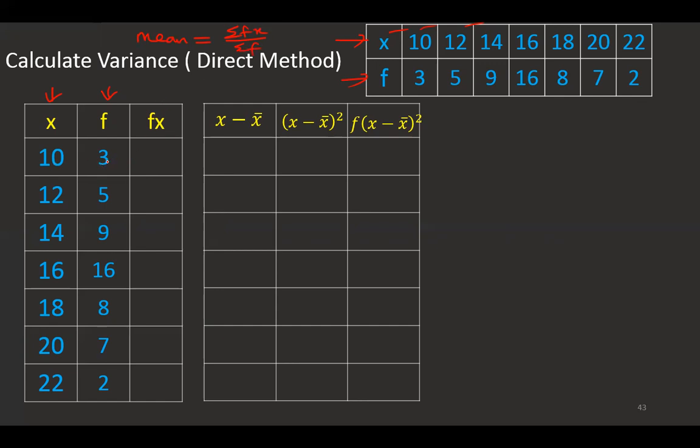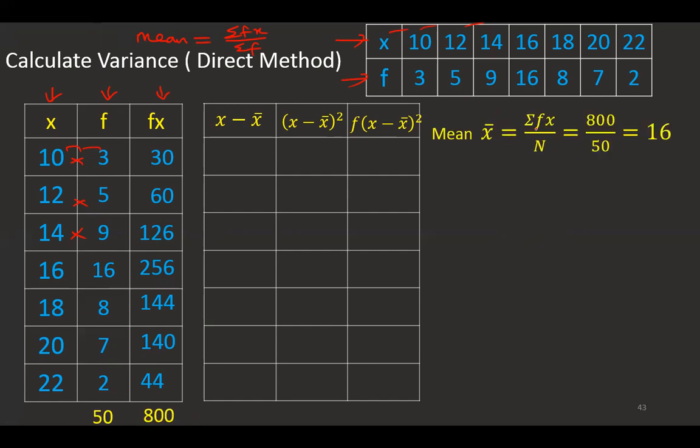So I'm going to multiply 10 into 3, that gives you 30 here. 12 into 5, it is 60. 14 into 9, 126. 16 into 16, okay, 256. This is 144. This is 140. This is 44. Now I'm going to total this column. This column and this column I'm going to total here. So 50, and here it is 800. I am using it in the mean formula now. So how to use this here? Sigma fx by n. I am calling it n.